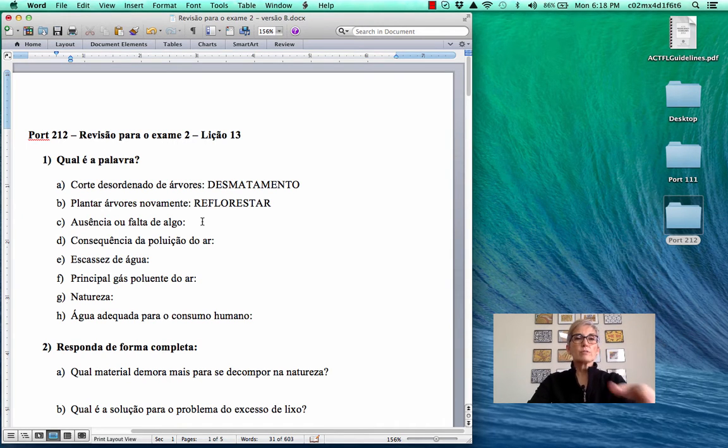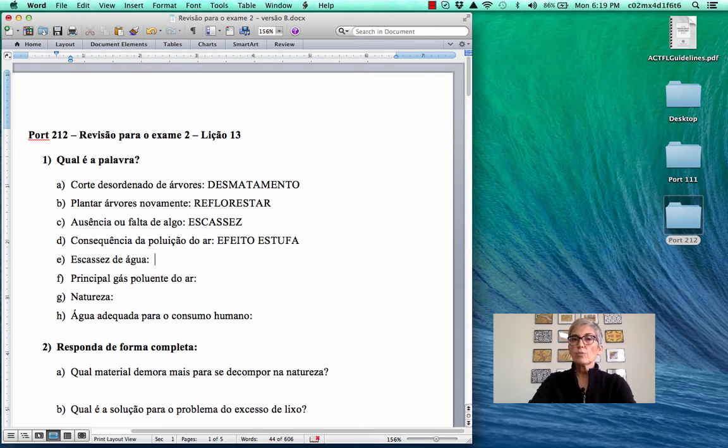Ausência ou falta de água. So, the absence or the need of something. So, that means like something that's scarce, okay? Scarcity. Então, escassez. Consequência da poluição do ar. So it's a consequence of the pollution of the air. So we pollute the air, so what is the consequence? What comes out of it? It's the greenhouse effect, right? Então, efeito estufa.